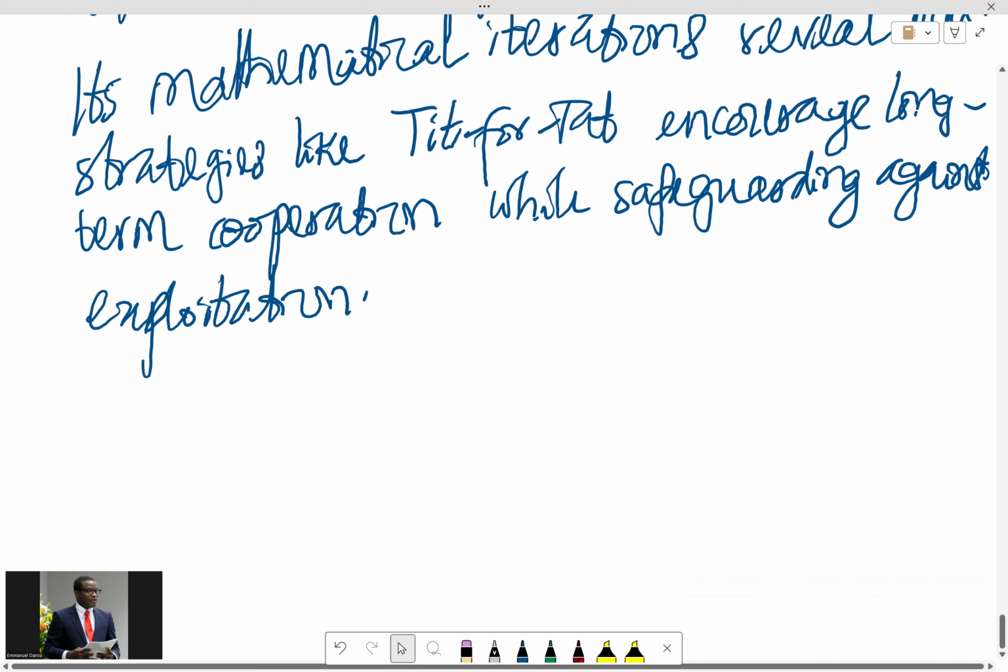So understanding these dynamics provides valuable insights into human behavior, societal systems, and even the natural world, making the iterated prisoner's dilemma a cornerstone of strategic decision making in complex, repeated interaction. So this has been such an insightful experience.